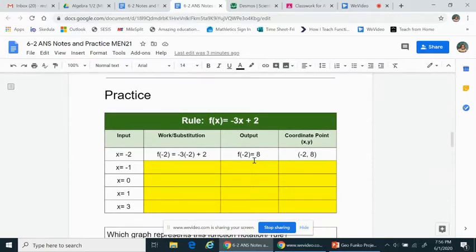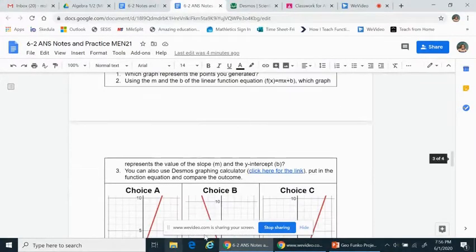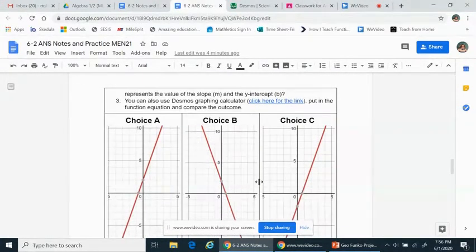So I'm going to be setting it up. I gave you inputs -2 to 3. I skipped 2. I did it on purpose. You're going to show your work like I did here, your output using the functional notation, and write that coordinate. From there, you're going to try to see which one of these is representing the right one.